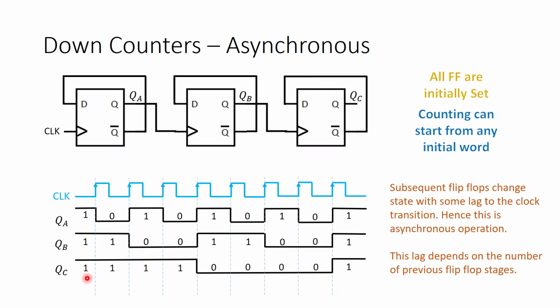And now if you read from QC to QA, you will see that you are reading downwards, like it's a down counter. That means starting from 111, then 110, then 101, 100, like this you are going till 001, and after 001 again you are getting 111. So the cycle repeats.